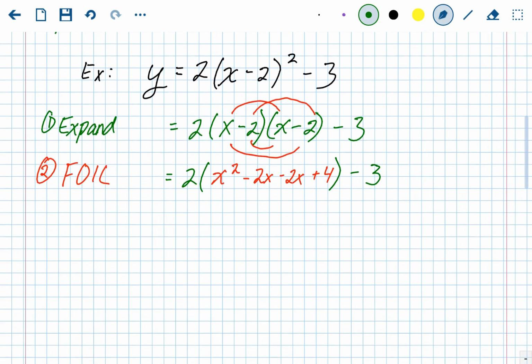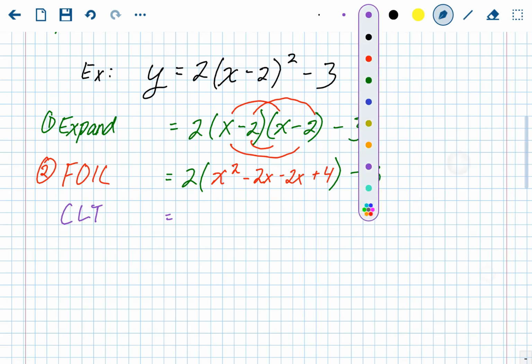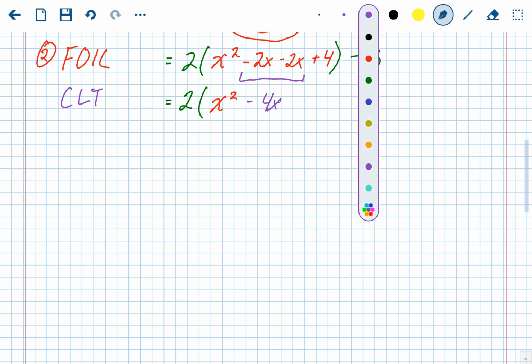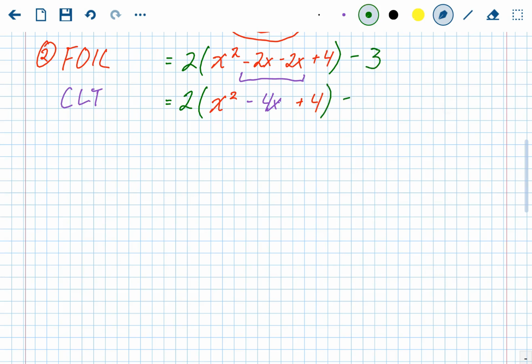Combine like terms is kind of the same step. Most of you could do this skipping the writing out part, but I'll write it all out for the first time. So it's going to be 2 on the outside still. The only thing we combine is the negative 2x and negative 2x. So x squared, minus 4x, plus 4, minus 3.